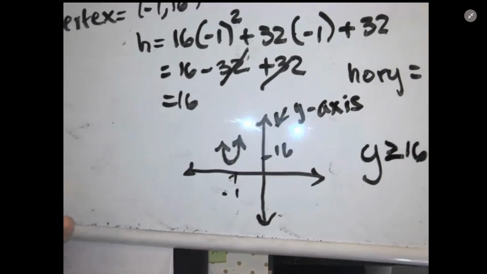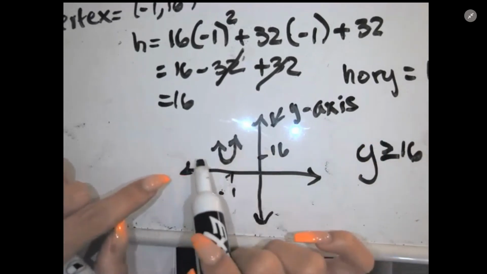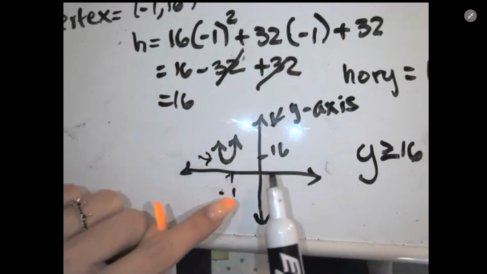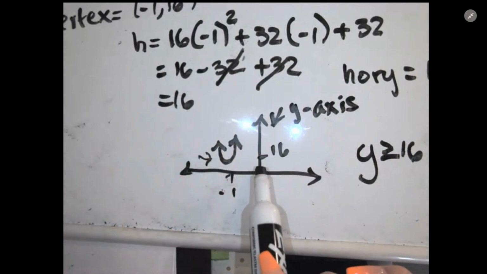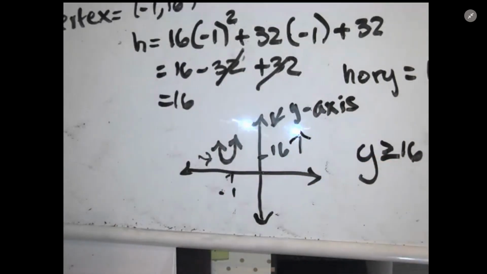And it's this range because your parabola has a minimum. So if we look at the y-axis, it's going to be from 16 up. So it's going to be either 16 or all the numbers greater than 16.